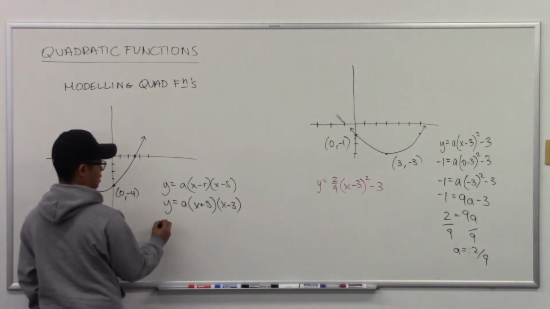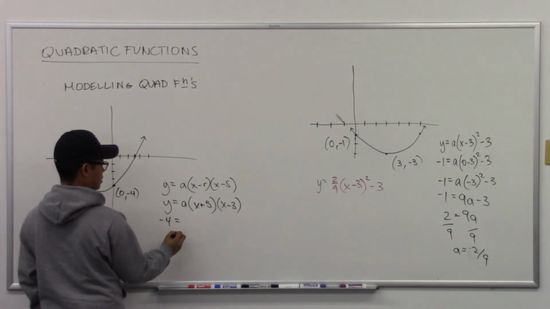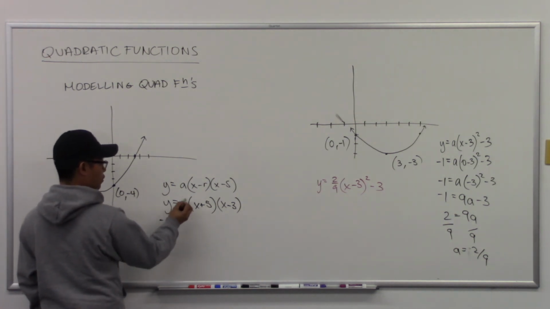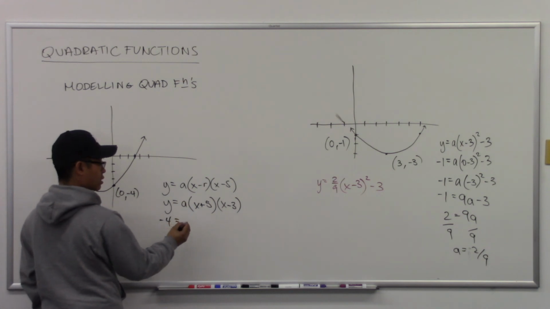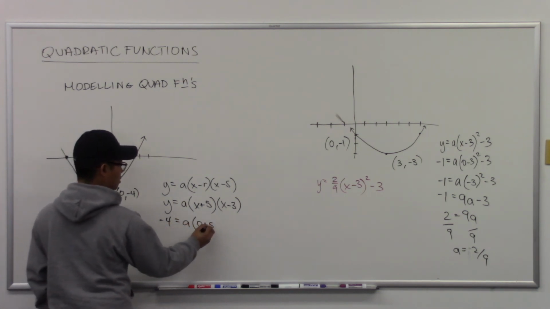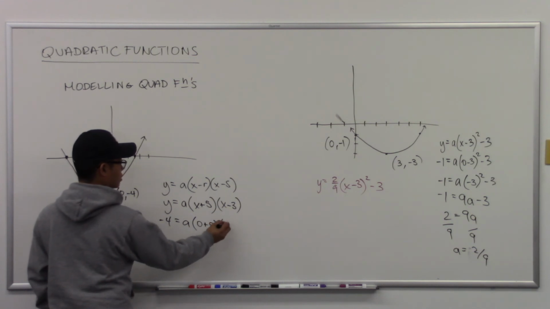-4 equals... Aren't we trying to figure out what A is? Oh, sorry. A, 0 plus 5, bracket, and then 0 minus 3. Good.